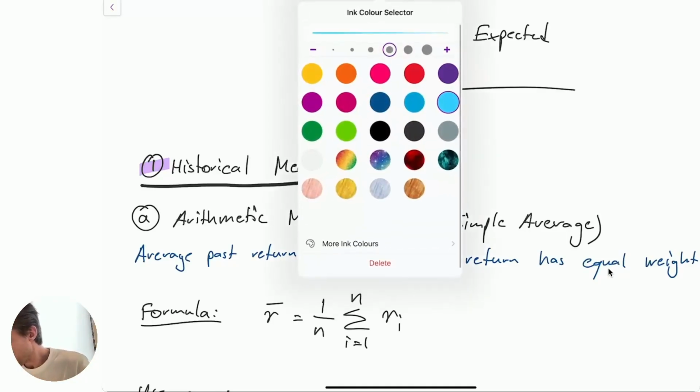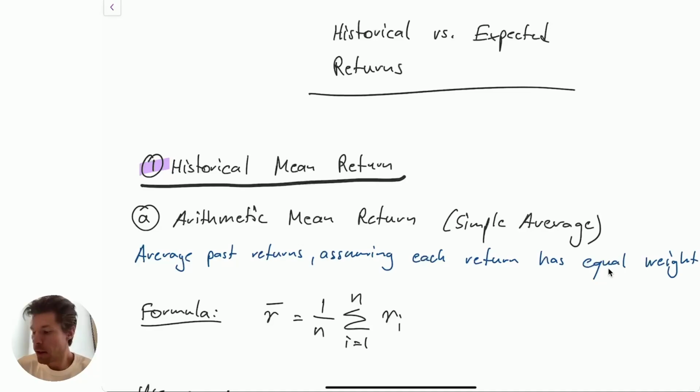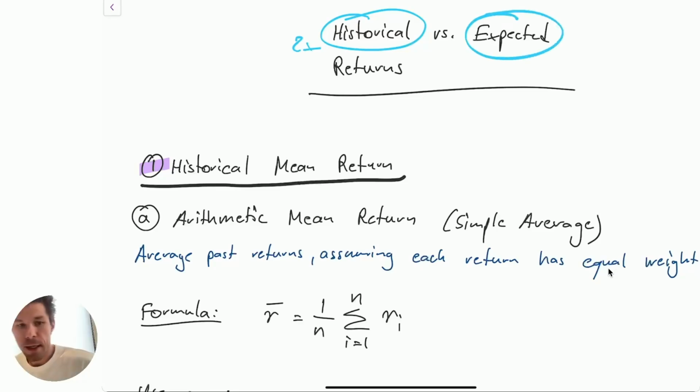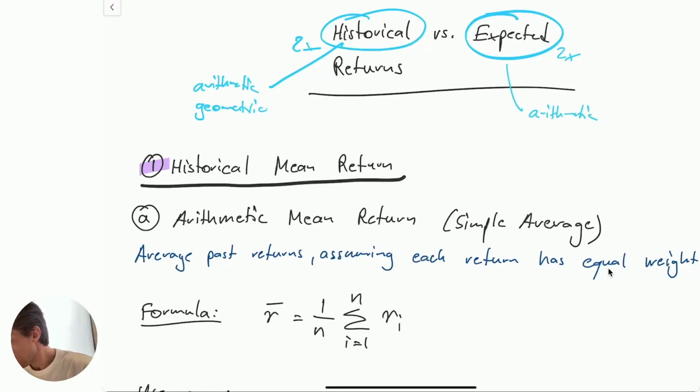Today I show you 4 types of returns, 2 historical ones and 2 future/expected ones. For each historical we have one arithmetic version and one geometric version, and the same for our future version, arithmetic and geometric. Let's get started. First one, historical mean return.